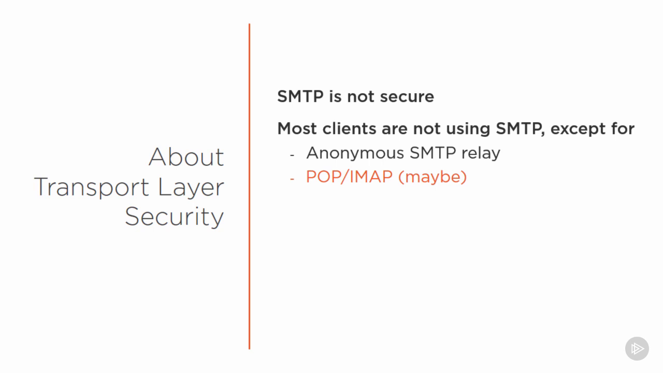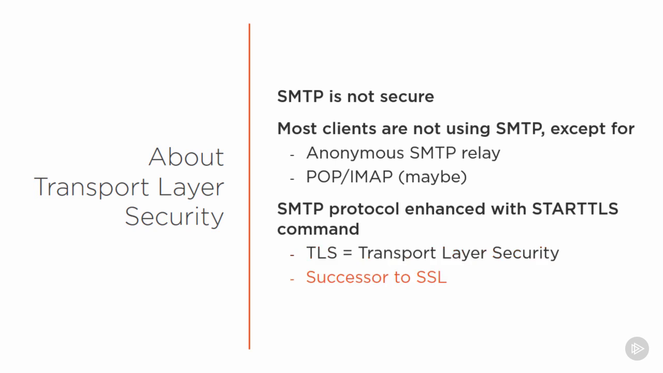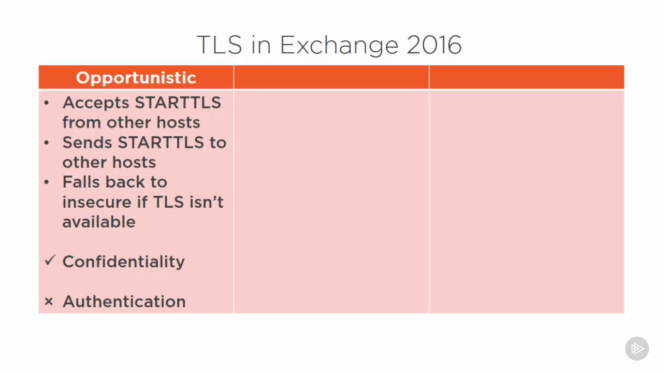Fortunately, the SMTP protocol was improved and now it supports encrypted connections. The STARTTLS verb was added to SMTP to make this possible. TLS is Transport Layer Security, the successor to SSL, although in general conversation people usually just say SSL anyway when they mean TLS. There are three ways that Exchange can use TLS.